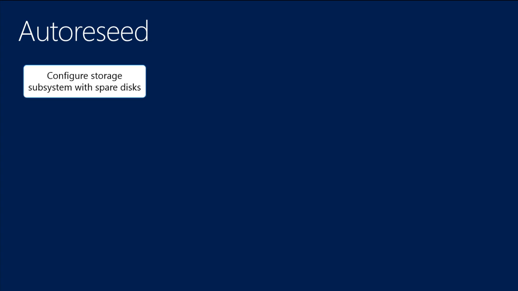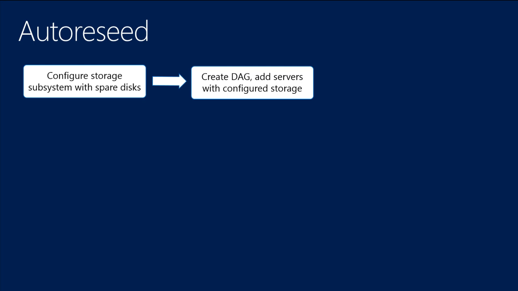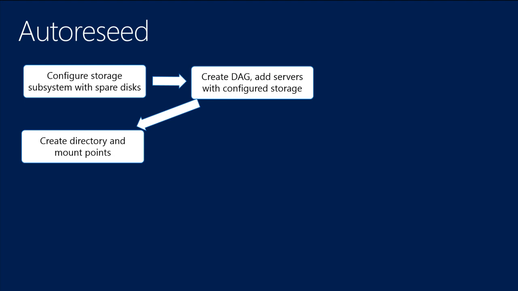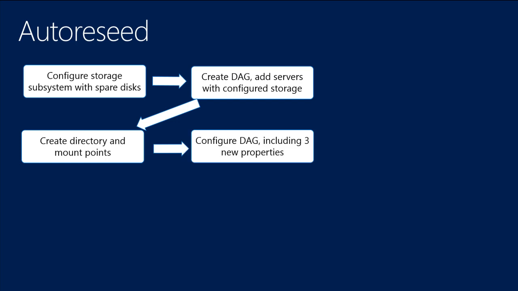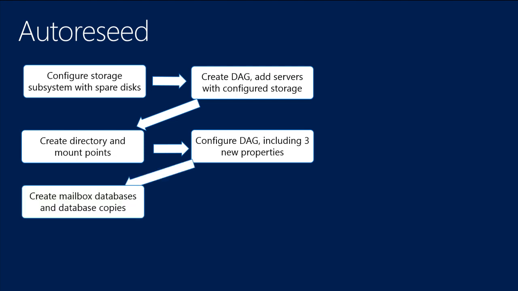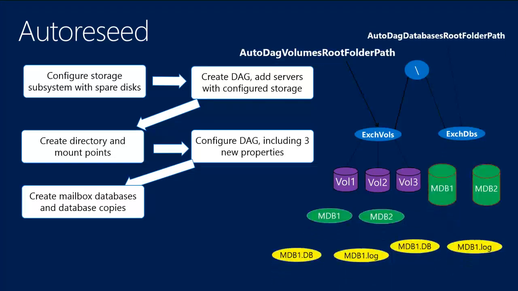And so the way it would work is you configure the storage subsystem, including spare disks. The number of spare disks that you choose to use is completely up to you. And then you create the DAG, you add the servers that have the storage to the DAG members, then you begin the process of creating a directory and mount point structure, and I'll show you what that looks like in a minute. Once you've done that, you'll configure the DAG. There's 3 new properties that you have to configure for auto reseed to work, and then you'll create your mailbox databases and your database copies at that point. So the things that you need to configure, let me let this animation build here.